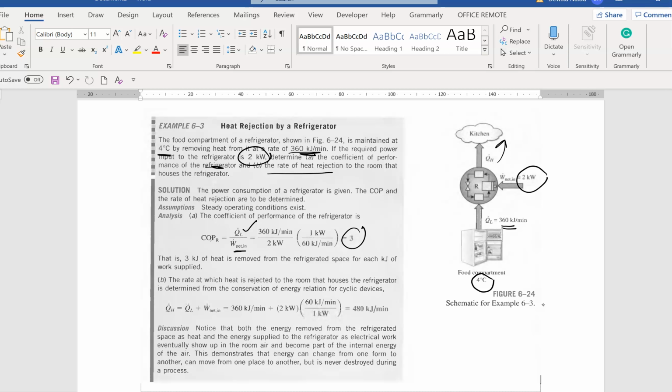B, the rate of heat rejection to the room that houses the refrigerator. So how do you calculate that? The rate at which heat is rejected to the room that houses the refrigerator is determined by the conservation of energy in relation to the cyclic device itself, which is QH equals QL plus work net in. So how much is work net in just now? 2 kilowatt. But you have to change the unit here because this is kilojoule per minute. So you need to change your kilowatt into kilojoule per minute. This is the conversion. Once converted, the total value is 480. So with that, we have ended this part of the lecture.